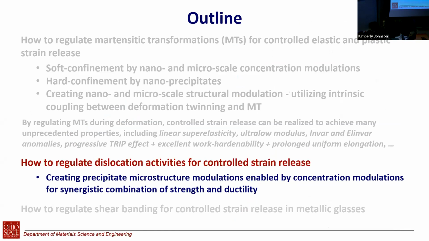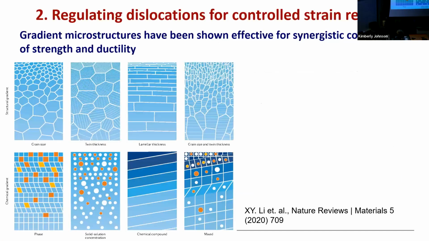Okay, so now we say this is all about confining the martensitic transformation: shear deformation of the same nature, long-range elastic interaction, autocatalysis, strain avalanche. You can do the same thing for dislocation. For dislocation, people have tried, so this is not a new idea.